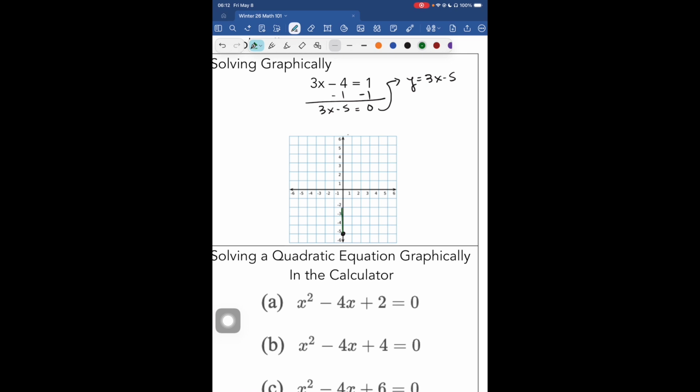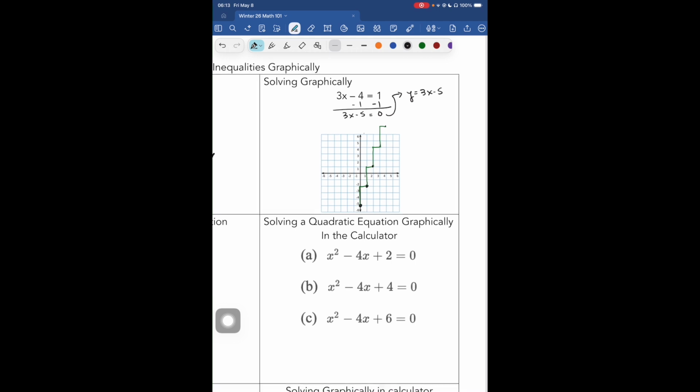over 1, up 3 over 1, up 3 over 1, and we keep going. We really only need 2 points, but I'm just going to go through the whole thing. Okay, let's connect our dots.